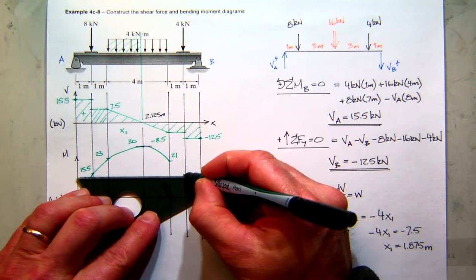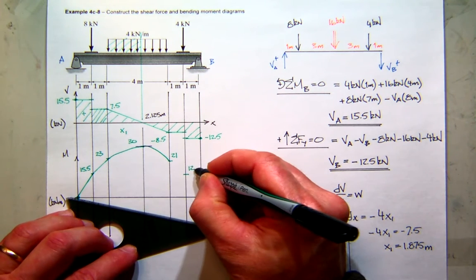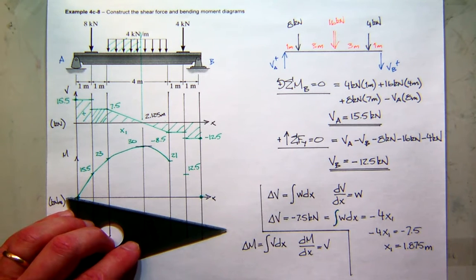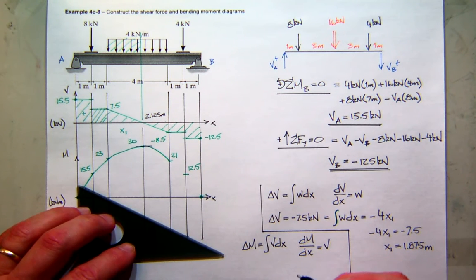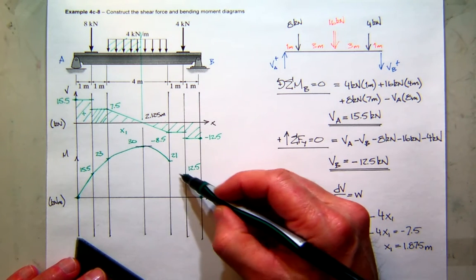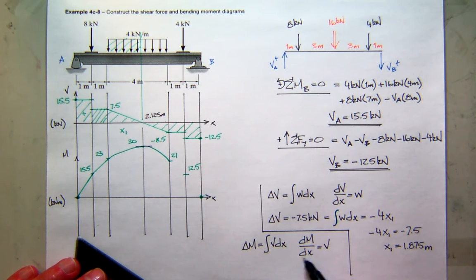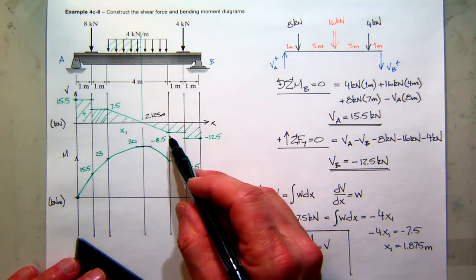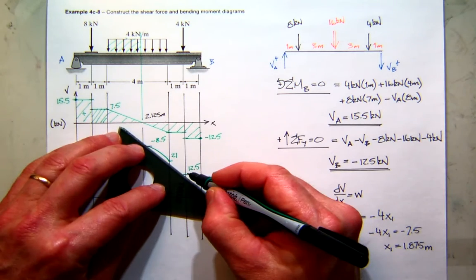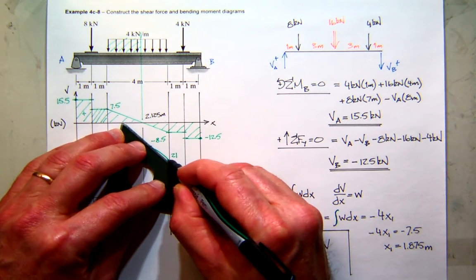This is where my slope's going to get messed up. I'm going to try to draw it as best I can. And the slope connecting these two values should be the shear value, and you can see the shear value is constant and negative.